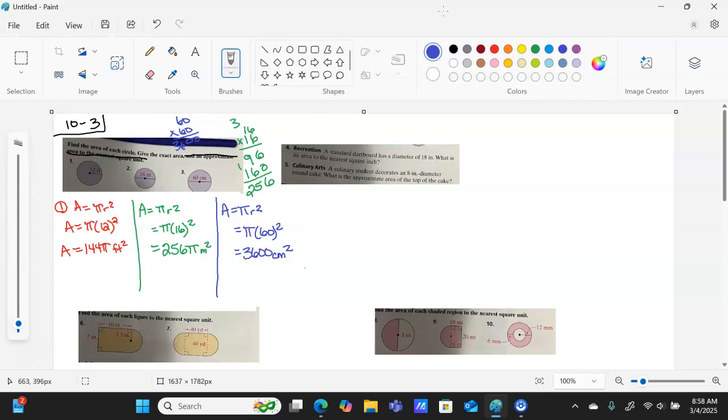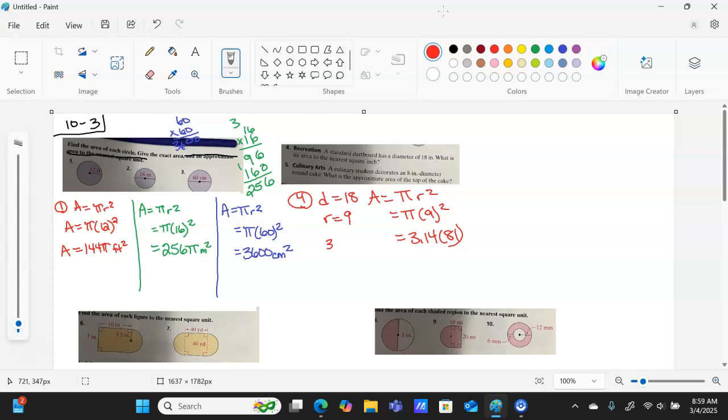In number 4 and 5, your instructions were to find the areas. It says to the nearest square unit. So this one you will actually have to multiply through with the pi. So a standard dartboard has a diameter of 18 inches. So if the diameter is 18, that means the radius is half of that. It's 9. So area equals pi r squared. Pi times 9 squared.